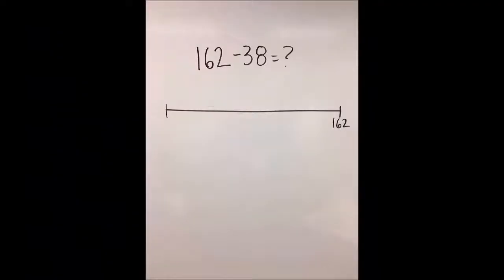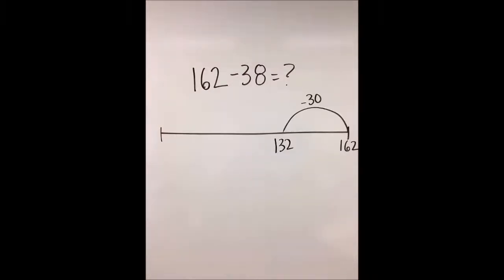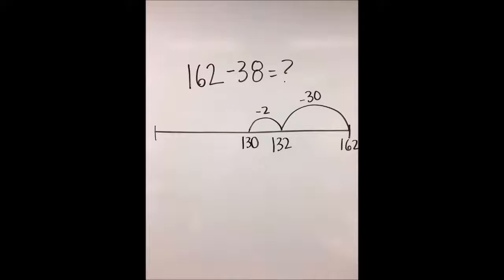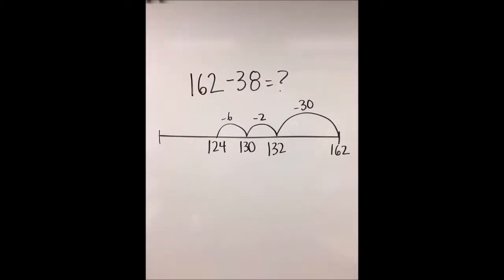Now let's try jumping back by using larger numbers. So I have my number problem set up. 162 minus 38 equals what? I also have my number set up on my number line, and now I'm going to jump by a larger number. Let's try the number 30. If I jump back 30 spaces from 162, I land at 132. If I jump back another 2 spaces, I stop at 130. If I continue to jump back another 6 spaces, I will land at 124. My final answer is 124.